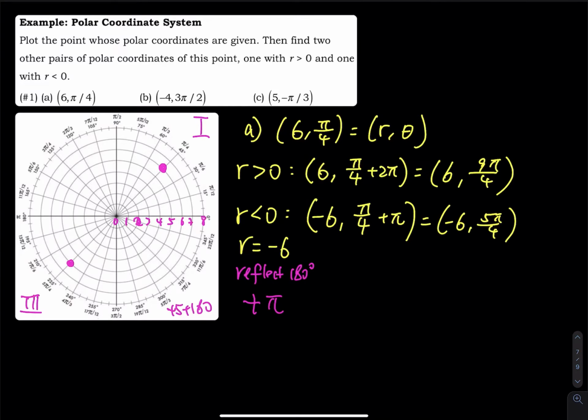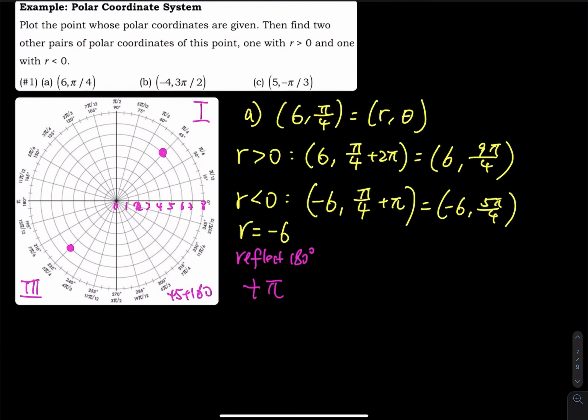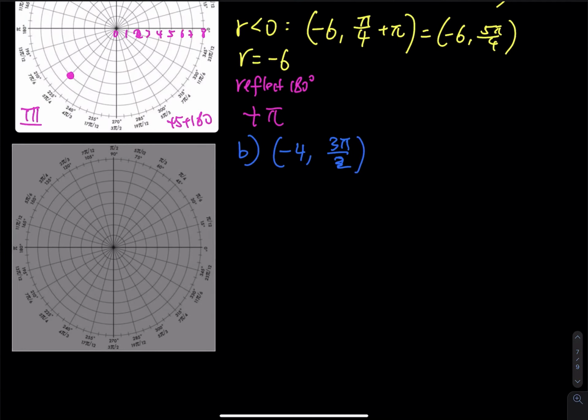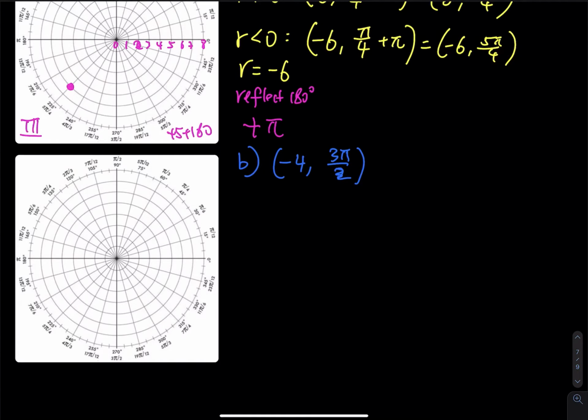For B, we use another color to do it. In B, we have negative 4, and then the angle is 3 pi over 2. I already prepared a polar plane right there, so let's bring it up. Negative 4, 3 pi over 2: 0, 1, 2, 3, and 4. So 4, 3 pi over 2 is right here, right? But you have a negative 4. So 3 pi over 2 was there, so with negative 4, you have to reflect 180 degrees. That means you have to be in here. So this is the point of the polar coordinate. So let's erase this.